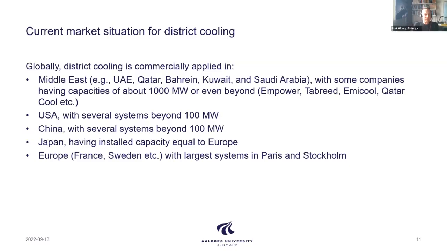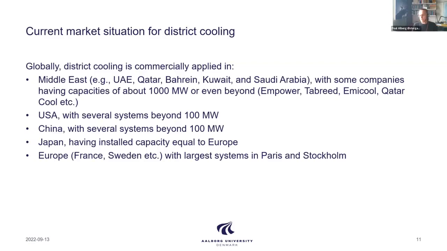All right, so globally, district cooling, it's not a big surprise, but it's something that you have in the Arab world, Middle East, United Arab Emirates, Qatar, Bahrain, Kuwait, Saudi Arabia. And some of these systems, they are pretty massive. I mean, we are talking about capacities in excess of 1,000 megawatts. I mean, that is the size of a nuclear power station. That's big if you're not used to megawatts.